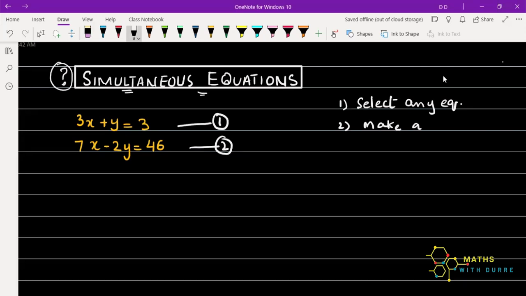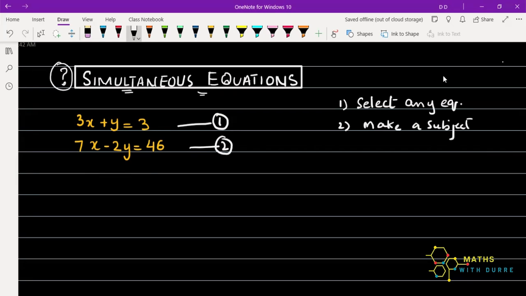What does this mean? What will you call making a subject? Any answer coming to your mind? Making a subject means you have to keep a particular variable at one side of the equation. You have to find its value in terms of any other variable's value. So let's solve with me.